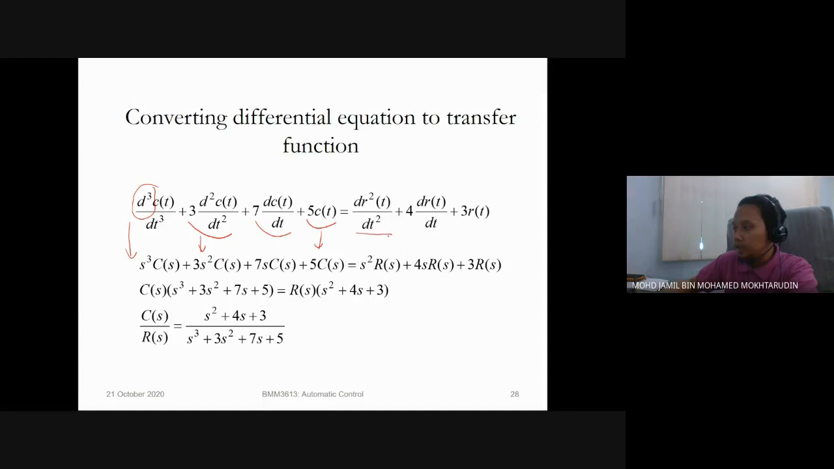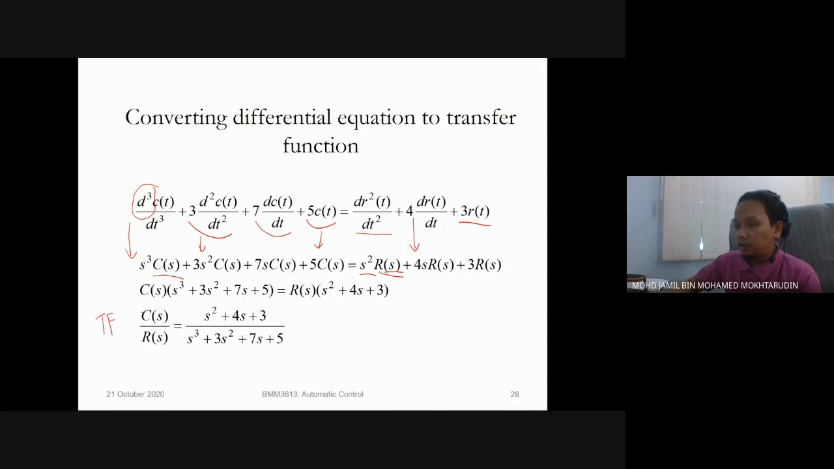Equals, this one becomes s^2 R(s). This becomes 4s times R(s). And this becomes 3R(s). And then you factorize out C and R. So you get C(s) times (s^3 + 3s^2 + 7s + 5) equals R(s) times (s^2 + 4s + 3). Rearrange them to get the transfer function.